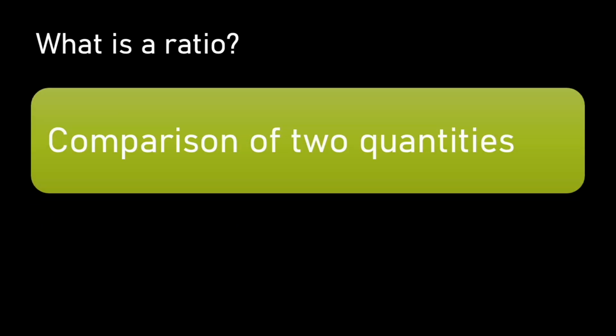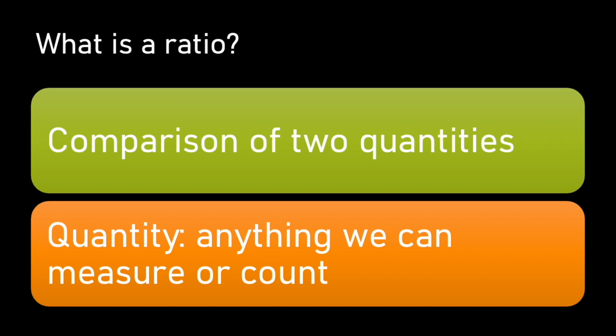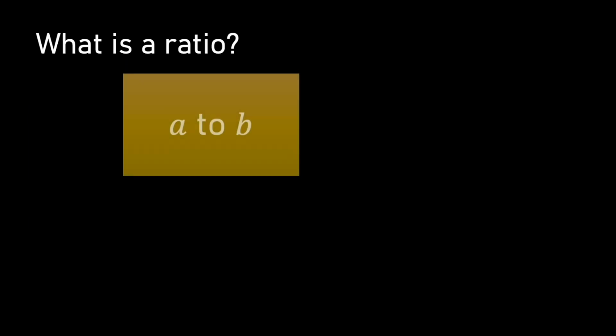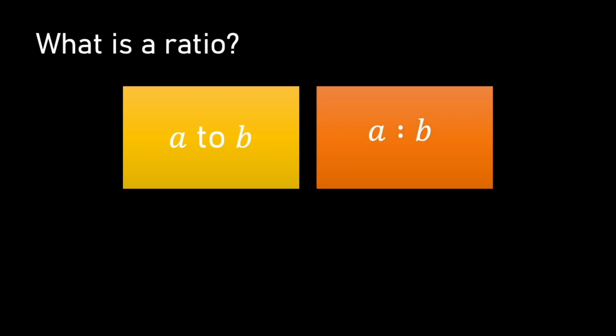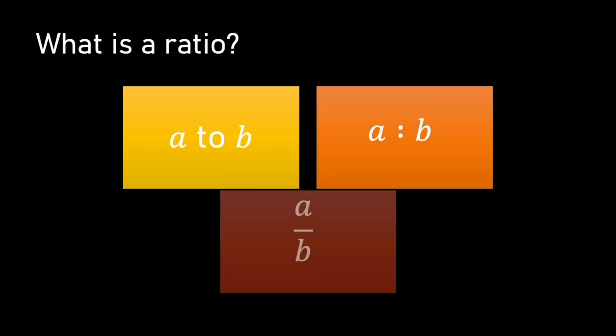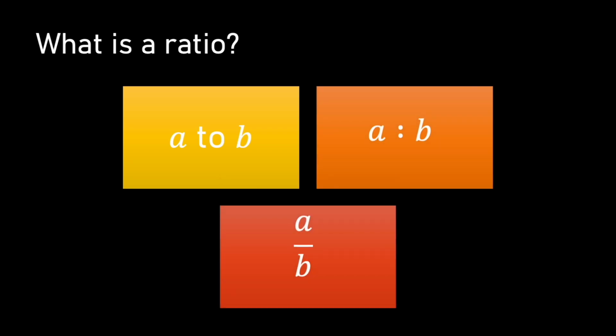This week we talked about ratios and proportions. A ratio is a comparison of two quantities, which of course begs the question, what is a quantity? Well, it's pretty much anything we can measure or count. So basically it's a number or a value of some kind. We can write a ratio as A to B with a colon separator, or like a fraction A over B.